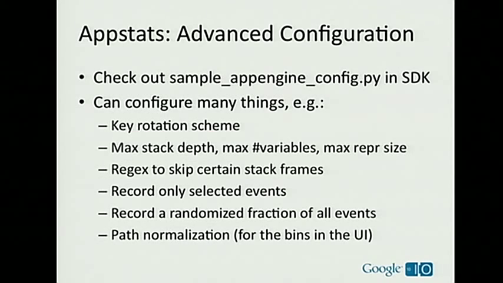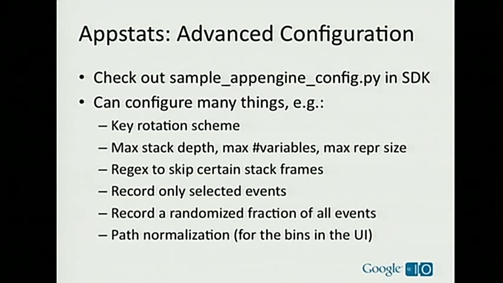So there is more you can do in the configuration. And I'm actually not going to say that much about this, except that you should download the SDK, search for the Appstats directory, and then in that directory find a file named sample_app_engine_config.py, and it has commented out blocks of configuration variables with explanations of exactly why they are there.